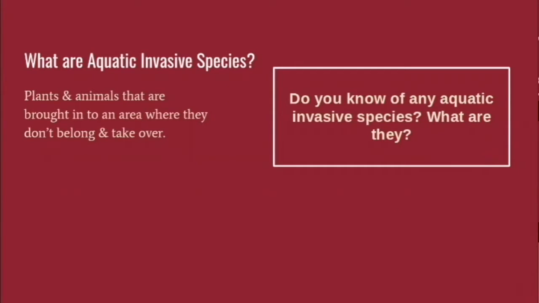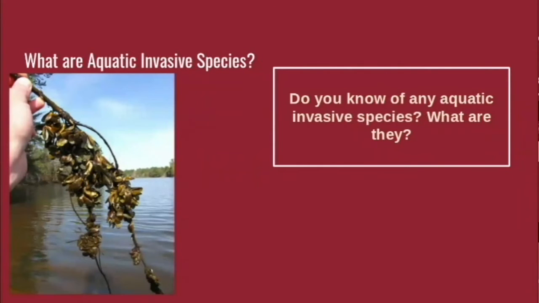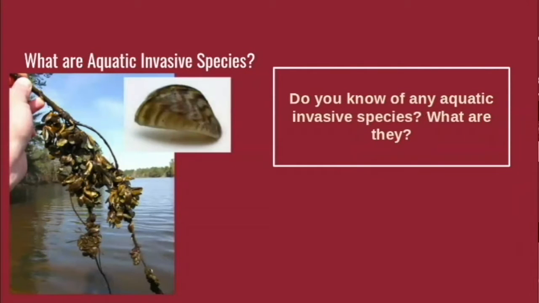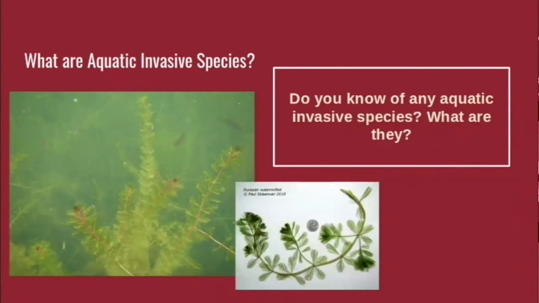Some really common ones in the state of Wisconsin might be zebra mussels, these little black and white striped mussels that stick to the hard surfaces around the lake or wash up on our beaches, and we cut our feet on them because they have really sharp shells. Another common one in Wisconsin is Eurasian water milfoil. This plant can grow so thick and dense that it grows right up to the surface of the water and impacts what we're able to do on our lakes and rivers.